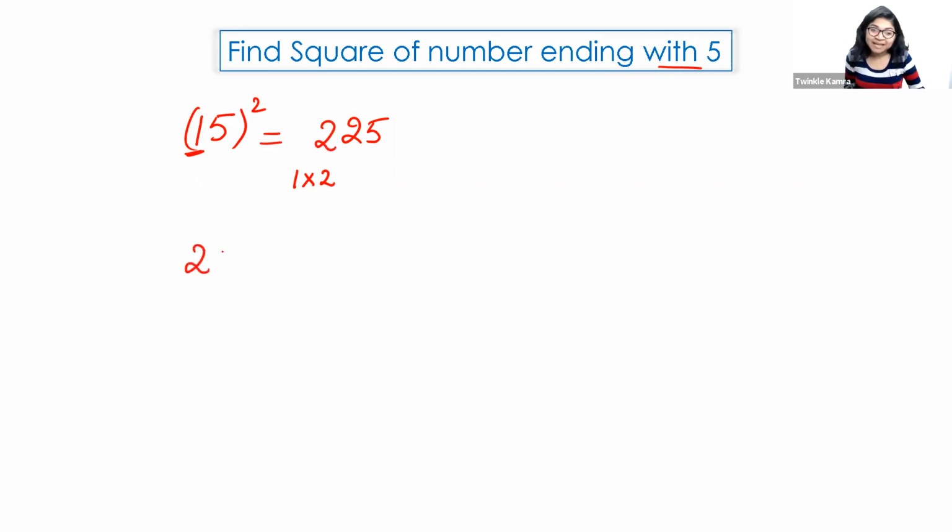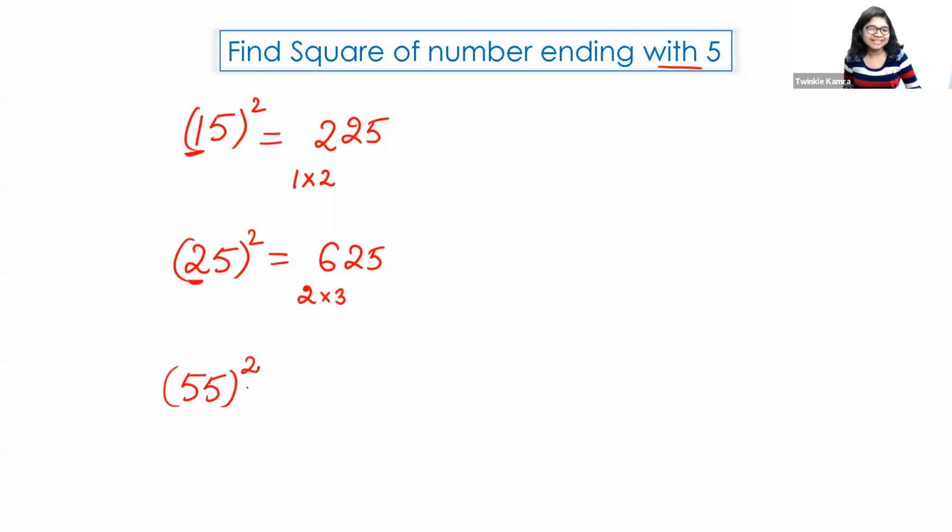One more example: 25 square. Simple. At the end, you always have to write 25. Then 2 is here, so multiply 2 into a number greater than it, which is 3. 2 into 3 gives me 6. So 625. Let's take another: 55 square. Your number ends with 25, and 5 into a number greater than it, which is 6, gives 30. So 3025.